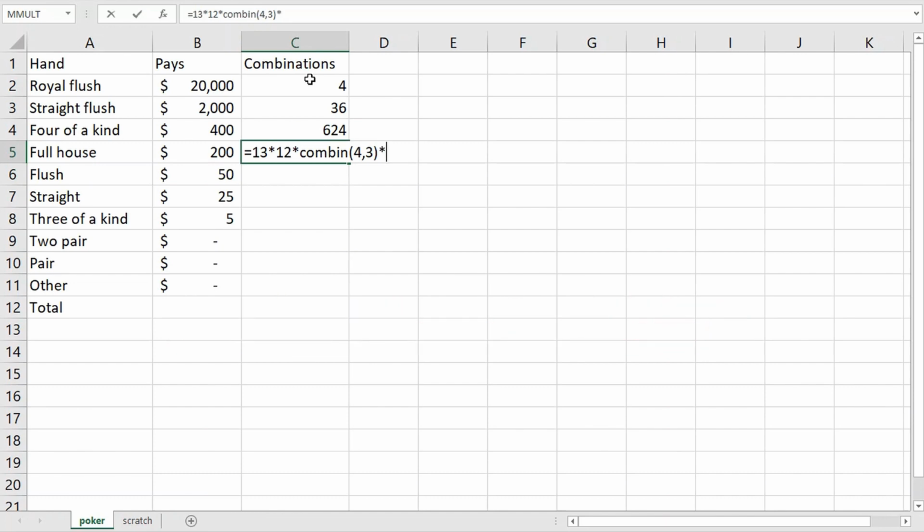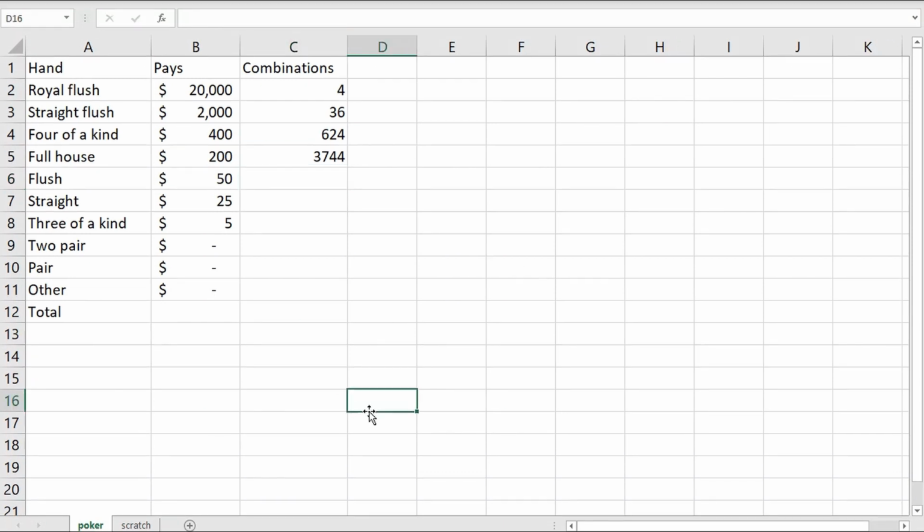For your pair, how many ways can you choose two suits out of four in whatever rank was determined to be the rank for the pair? Well, that would be combin 4, 2, because you are picking two suits out of four. So there are 3,744 possible full houses. Moving right along, the next hand to work out is the flush.